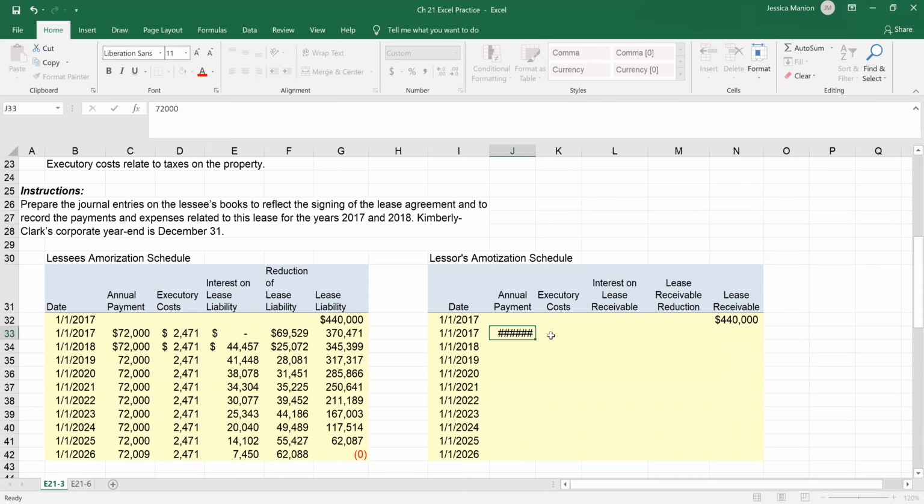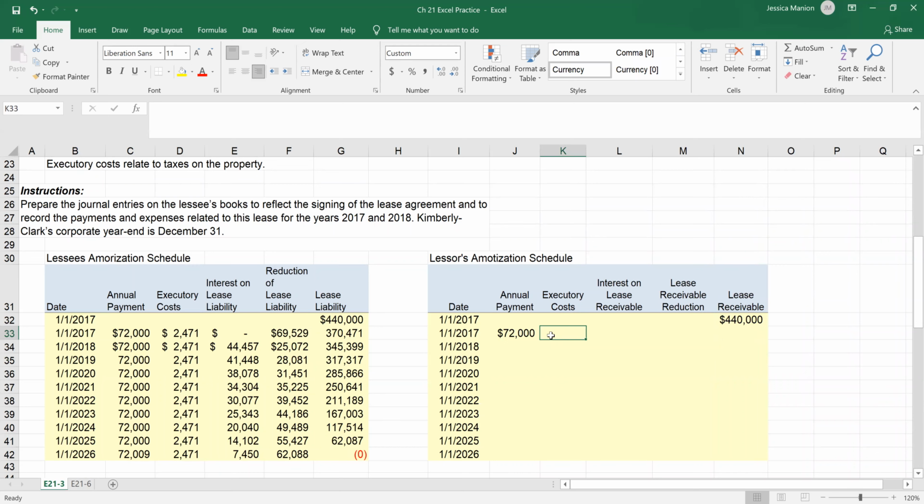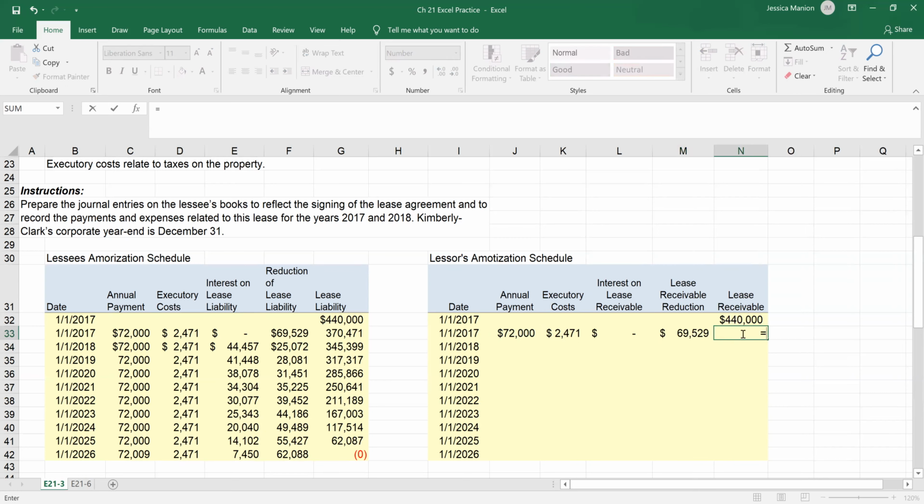So the annual payment, 72,000. The executory cost, 2,000. The interest on lease receivable, that first payment is 0. So the lease reduction, oh, hot dog, I said 2,000. It's 2,471. Yes. So then the lease reduction, again, the difference between these two, 72 minus 2,471 equals 69,529. Then 440 minus 69,529.